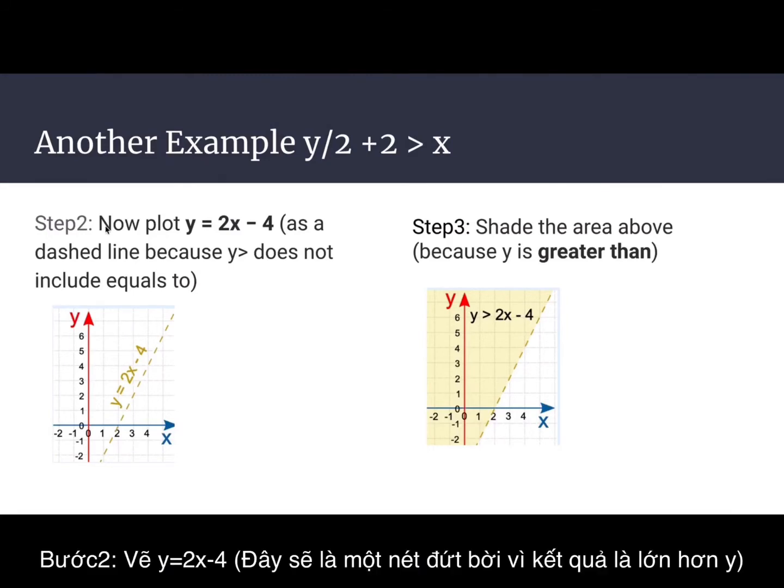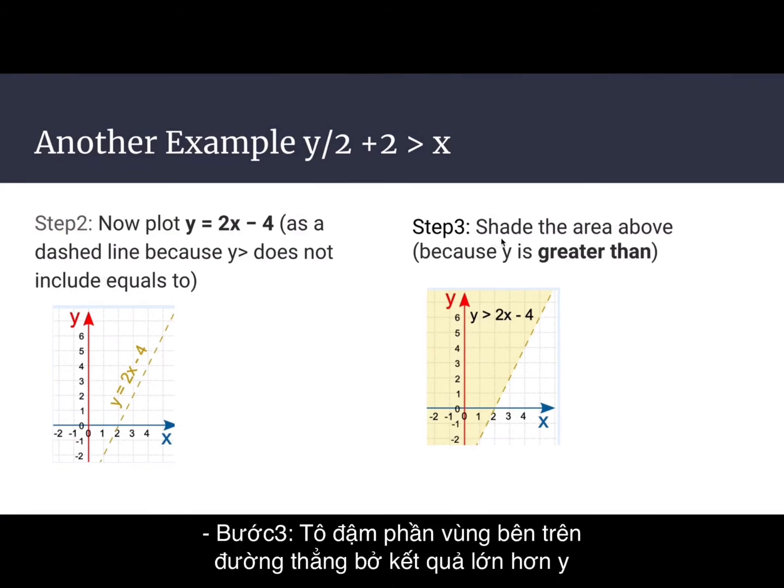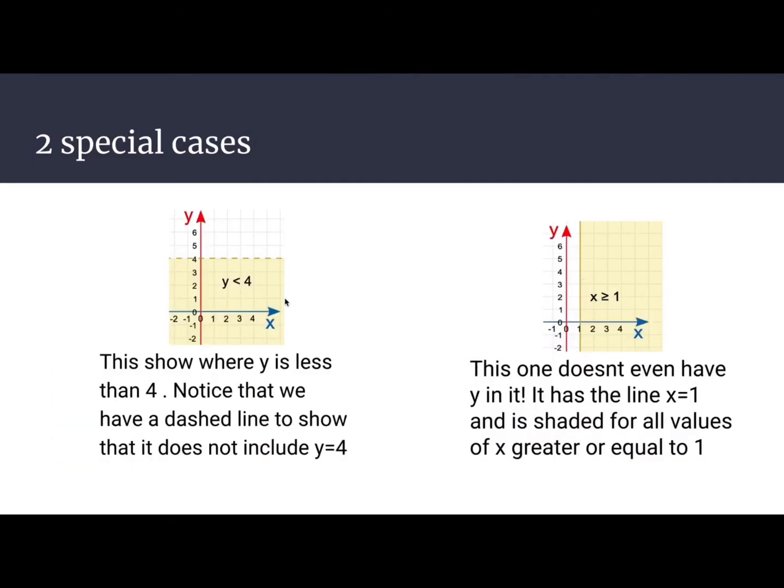Step 2. Now you plot the y equal to 2x minus 4 as a graph. Remember, it is a dashed line because y greater than does not include equal to. Step 3. You shade the area above because y is greater than. So you choose really special cases.